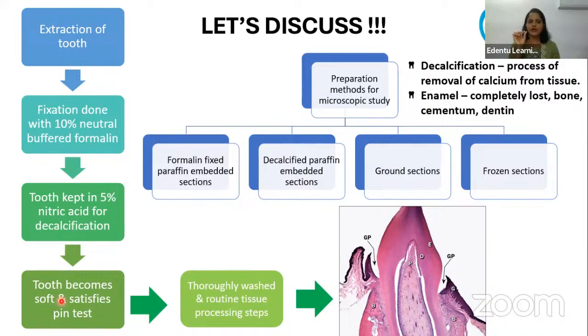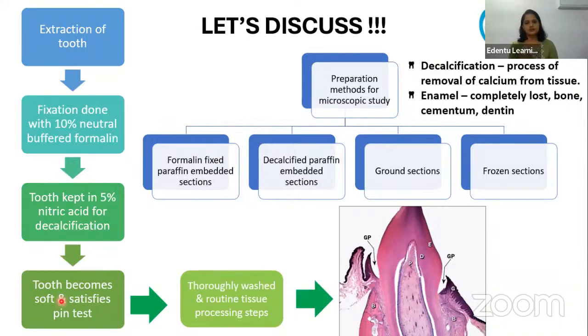So how can we test whether the tissue has completed its decalcification process? We can take a pin and try to pierce it. If the pin goes through the entire length of the tissue, then we can confirm that the tissue has been decalcified and now we can use it for the further procedure.